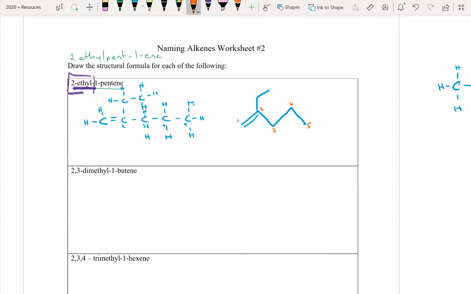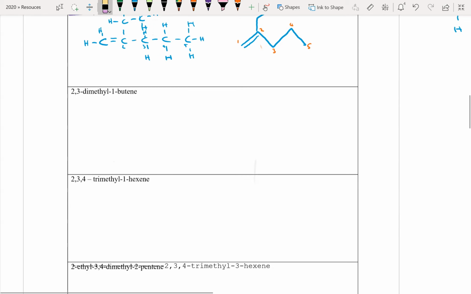So we have 5 carbons along. We have a double bond at the first carbon here, which is nice. And our ethyl group is along there. There's our 2 carbons off that. And that's it with this skeletal structure. So yeah. All right, now let's move on to dimethyl butene.